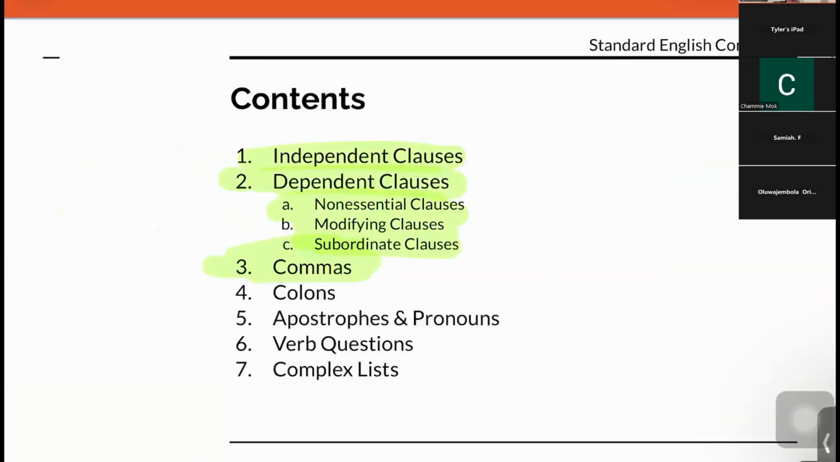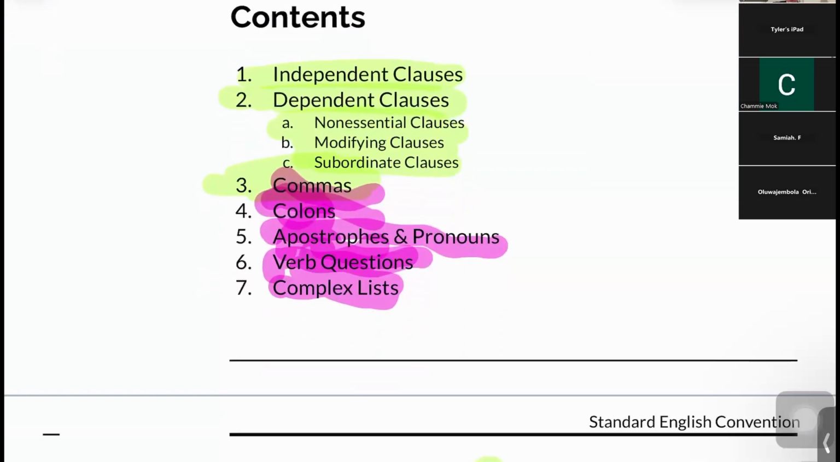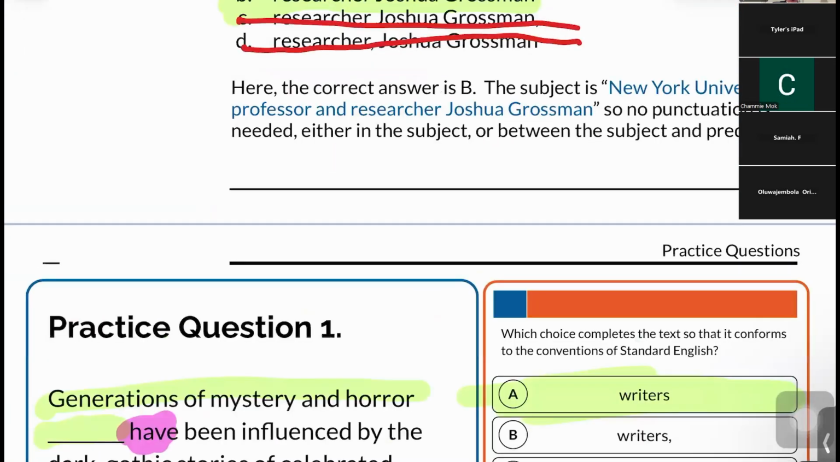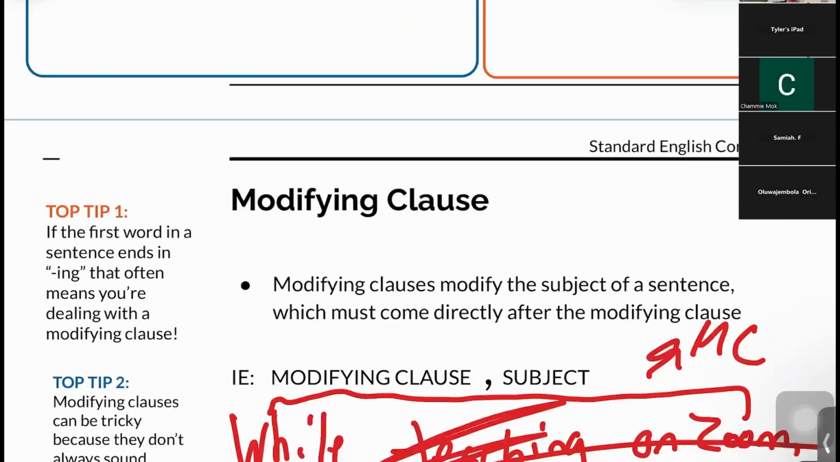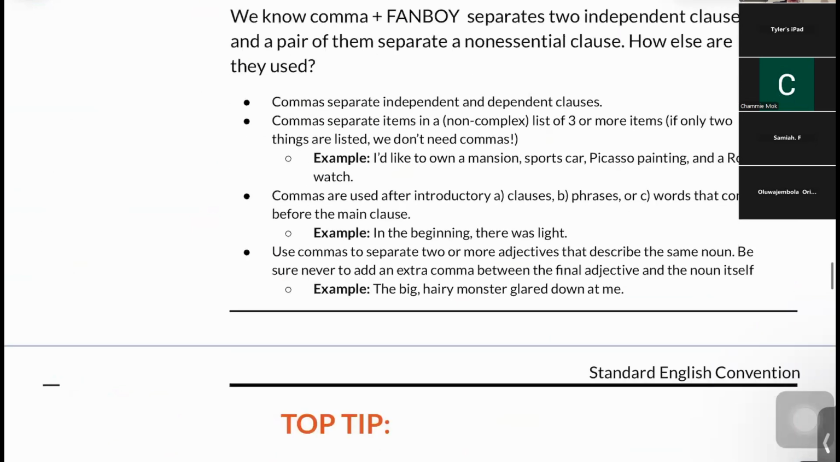So, just to go back over this table of contents, yesterday we covered independent clauses and dependent clauses. And today we're going to get to everything else. So that's commas, colons, apostrophes, and pronouns, verbs, and complex lists. Again, if you missed us yesterday, we'll have an opportunity to review independent clauses and dependent clauses, so don't worry too much. All right, this is all we got through, and this is where we left off.